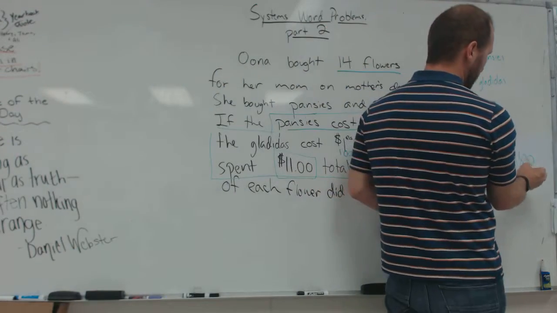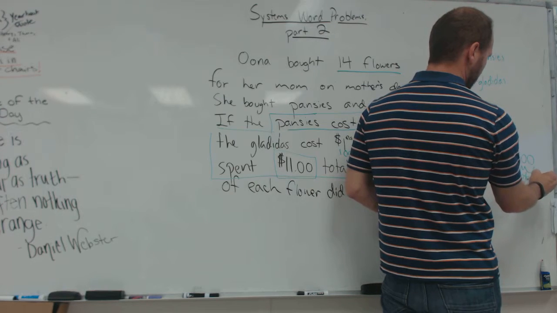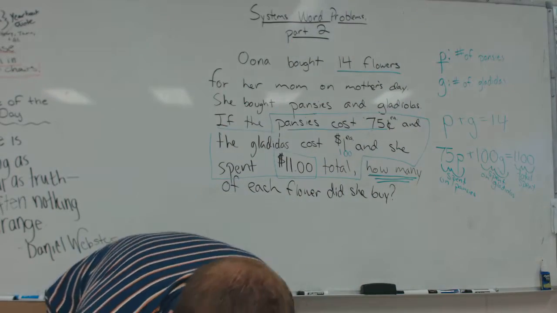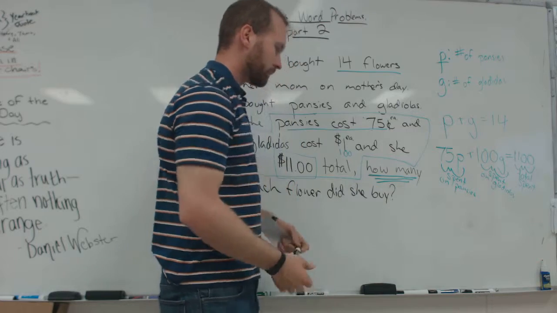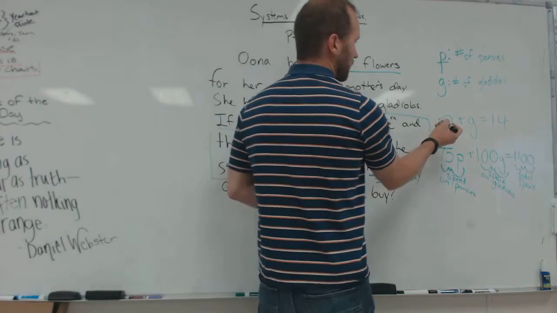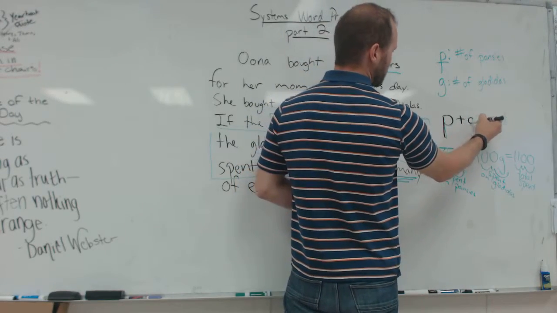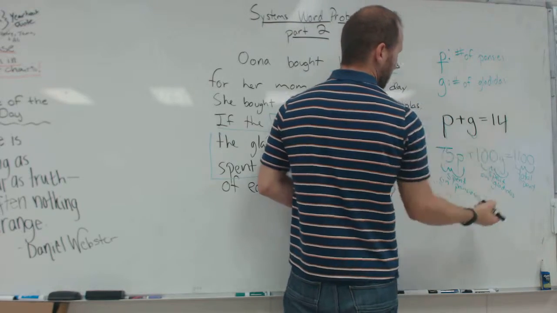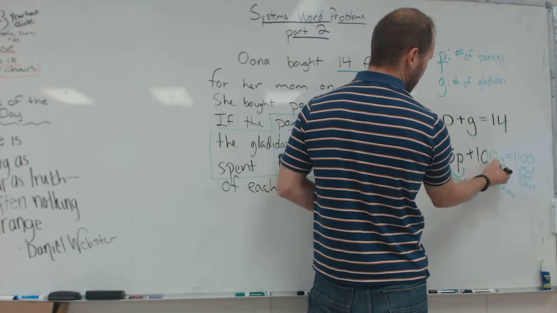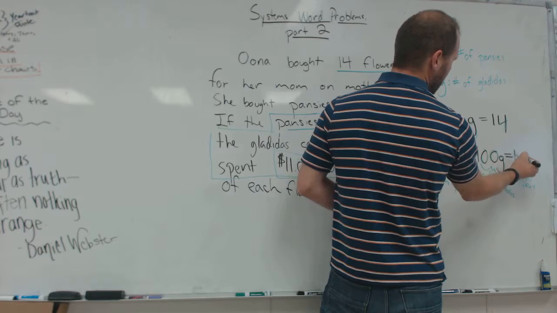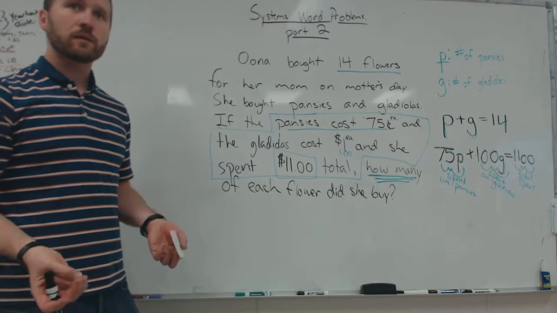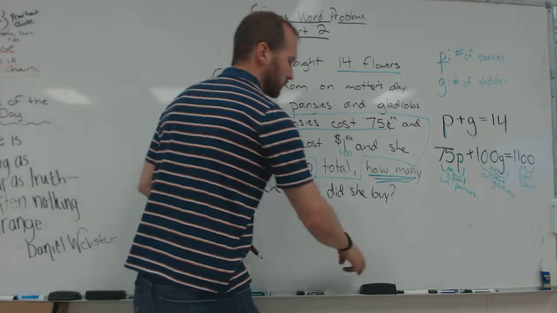I don't know how well that's showing up, so I'm going to switch back to black. I think it's a little bit clearer. So we now have two equations. I'm going to go over them in black. P plus G equals 14. And our second equation, 75P plus 100G equals 1,100. And from those two equations, we can now find our variables. We can now solve this word problem.